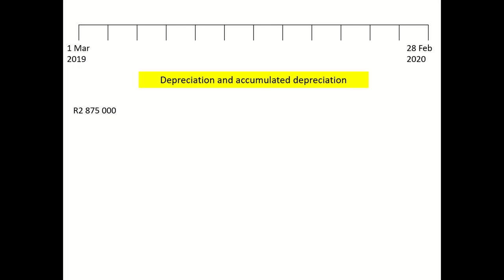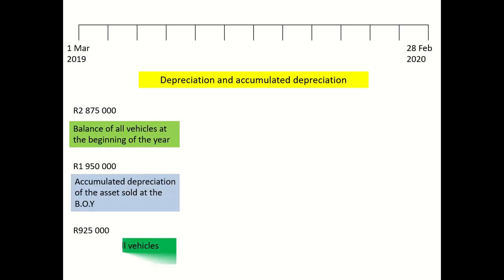It ends on the 28th of Feb 2020. Accumulated depreciation of all vehicles will be 2,875,000 at the beginning of the year, and it will be 1,950,000 of the assets sold at the beginning of the year, meaning that the remaining assets' accumulated depreciation will be 925,000. Okay, I've explained that.